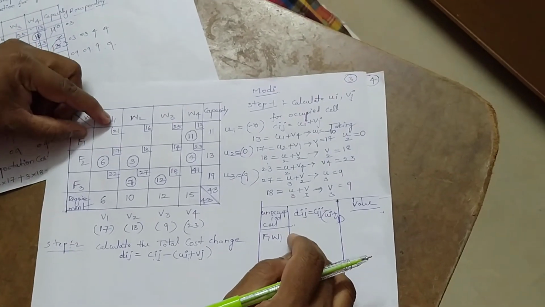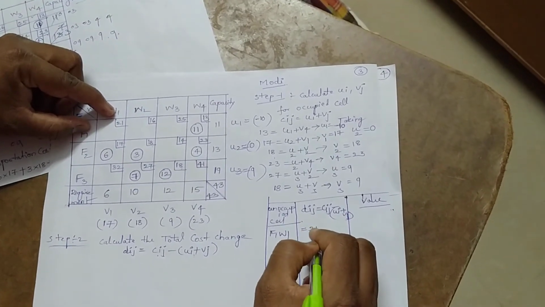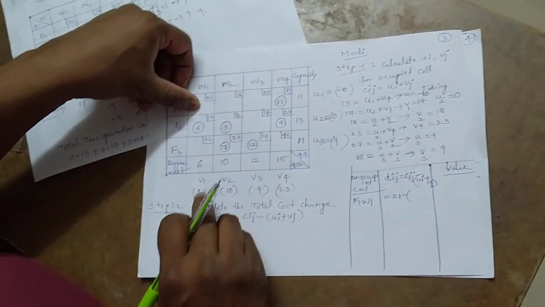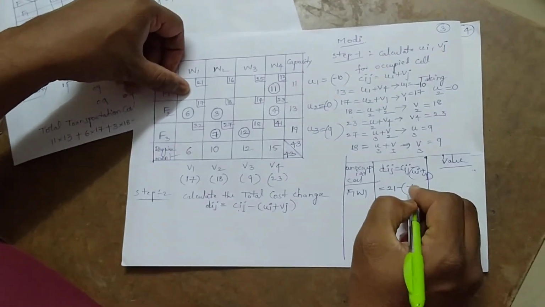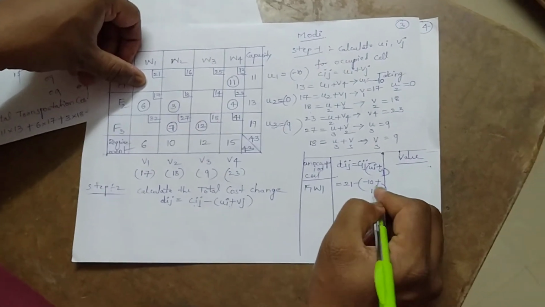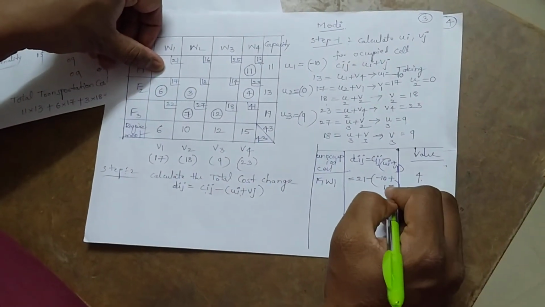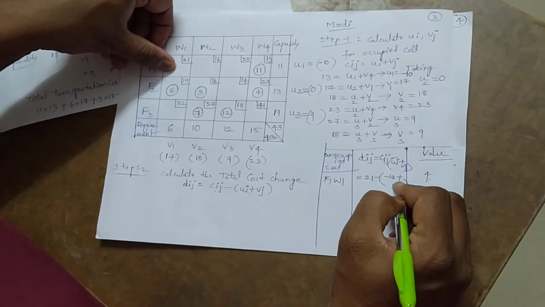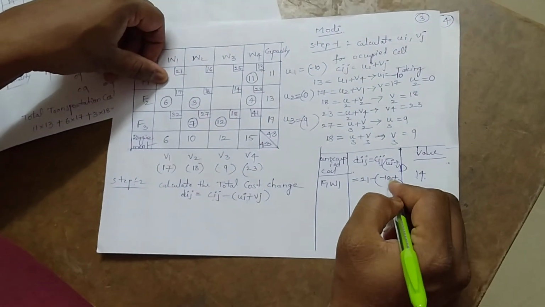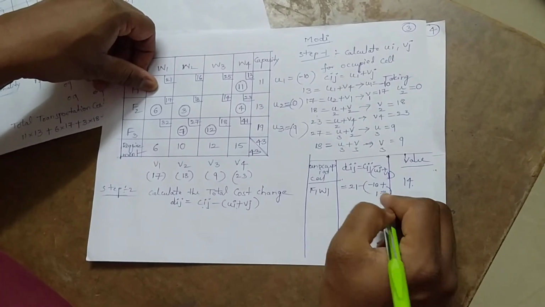For this F1 W1 cell, Dij is equal to the cost, 21, minus of 10 plus 17. Minus of 10 plus 17, so that is minus 7. 21 minus 7 is 14. Yes, is it right? Minus 10 plus 17 is 7. So 21 minus 7 is 14.